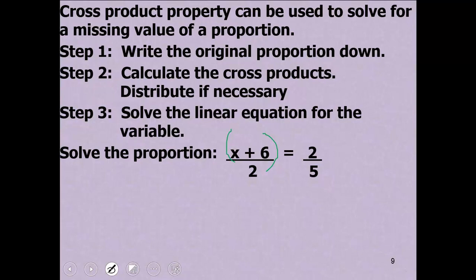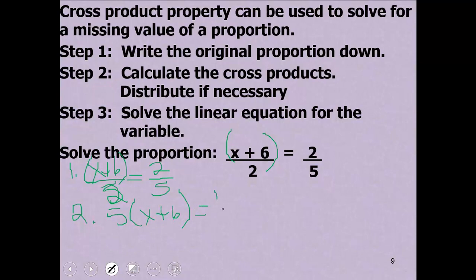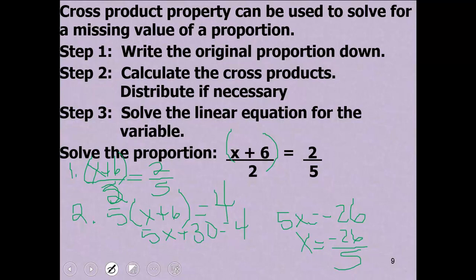All right. Here we go. I'm writing the problem. 1 over 2 equals 2 fifths. Put parentheses around here. So I'm going to cross product: 5 times x plus 6 has to equal 4. So I have 5x plus 30 has to equal 4. 5x has to equal negative 26. X has to equal negative 26 over 5. All right? There we go.